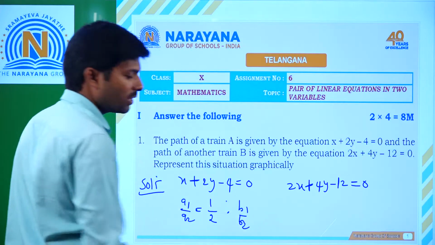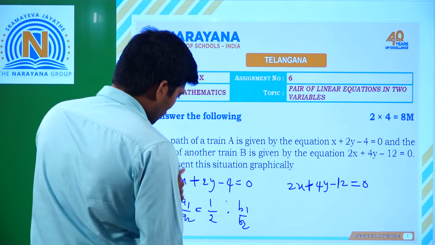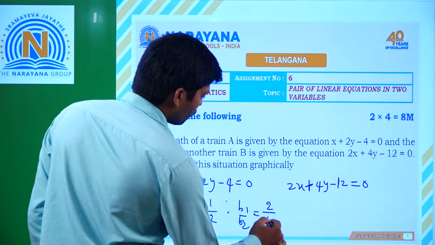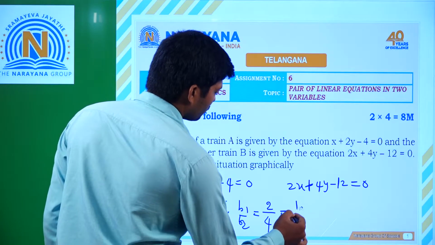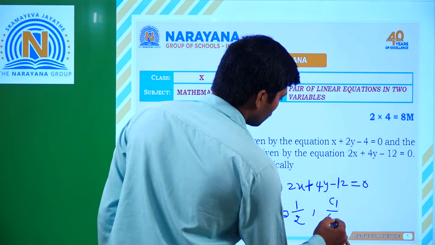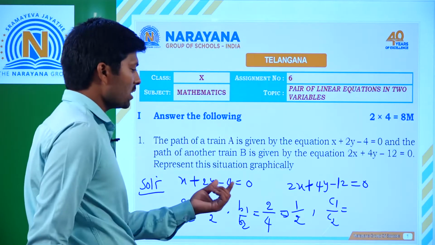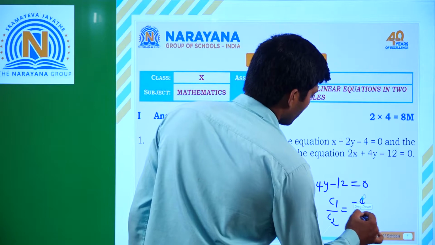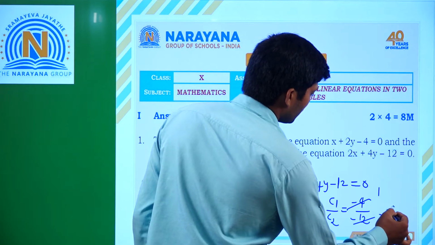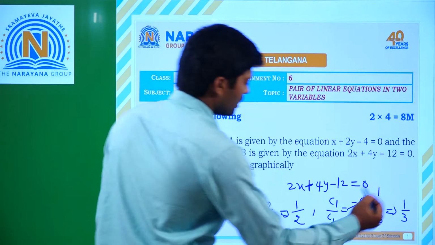Coefficient of b1 as well as b2. The ratio of b1 and b2 is equal to 2 upon 4, so it will become 1 by 2. Next, what is the ratio of c1 and c2? It is equal to minus 4 upon minus 12. This will become 1 by 3.